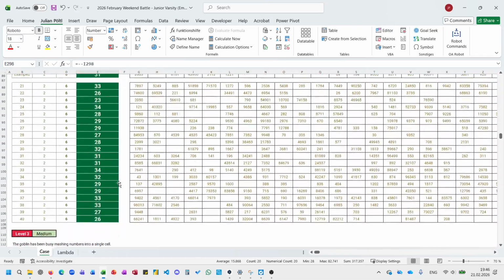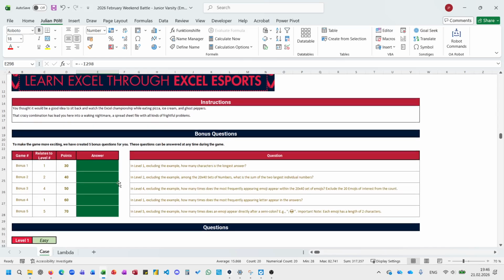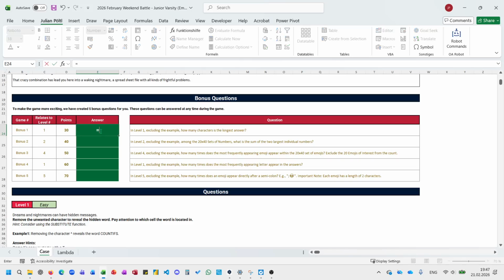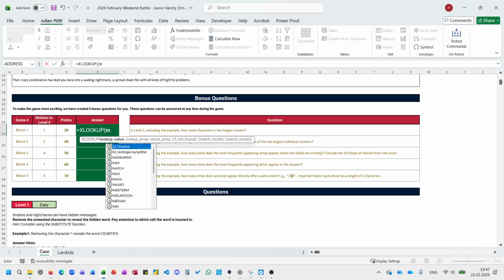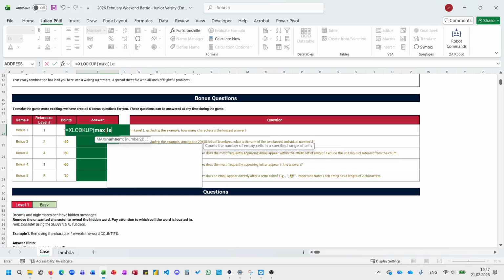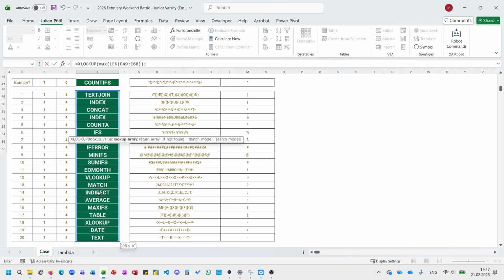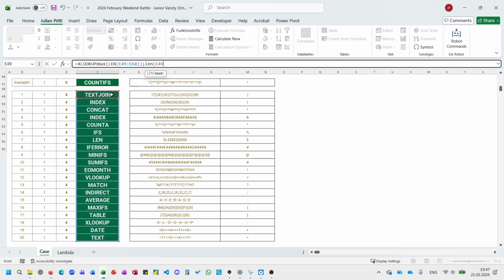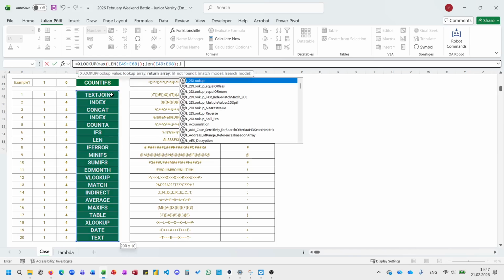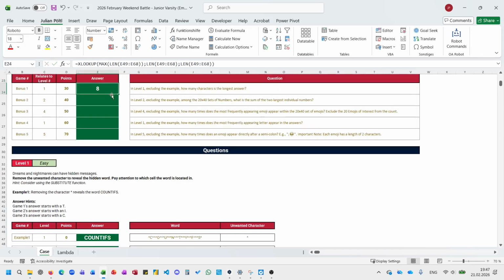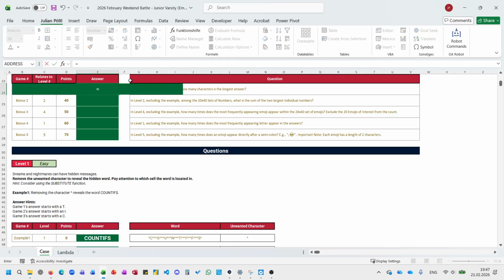So bonus questions. How many characters is the longest answer? XLOOKUP max of len returning len 8. Oh, I'm an idiot. I could have also used max and len.